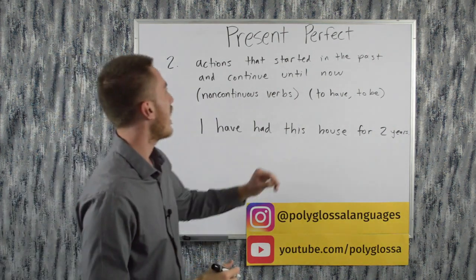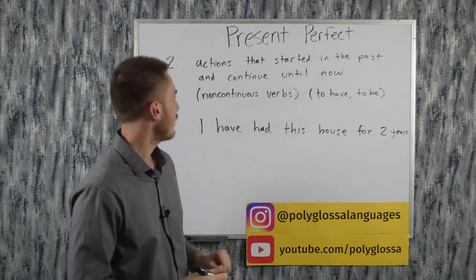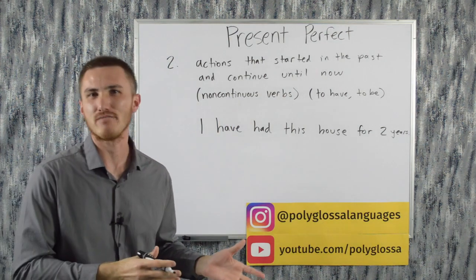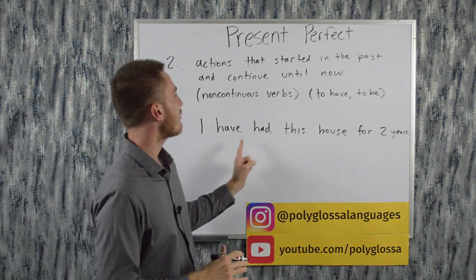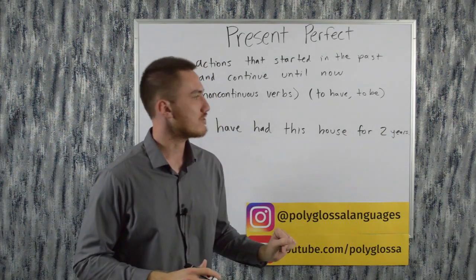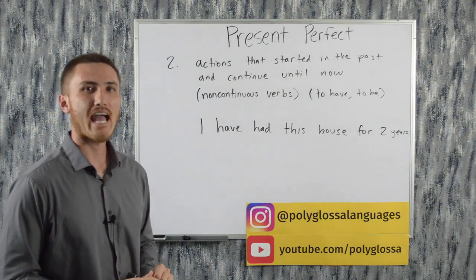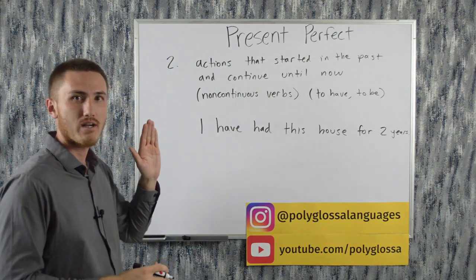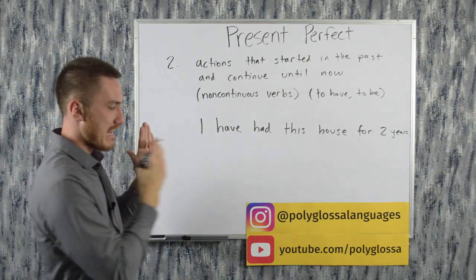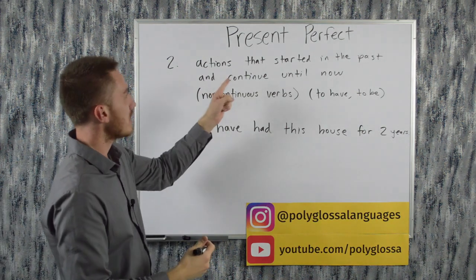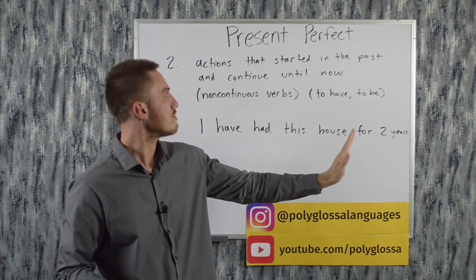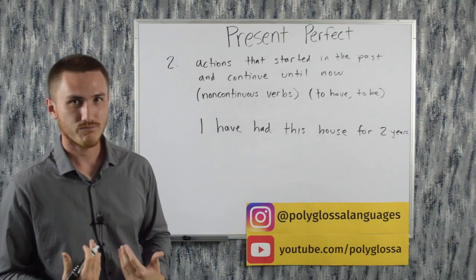I've had this house for 2 years. Here we have a non-continuous verb. We don't say I have been having or I am having this house. Nope. We say I have had this house for 2 years. This means that the action started 2 years ago. I bought the house, and now, today, I still have the house. It started in the past and continues until now, right?